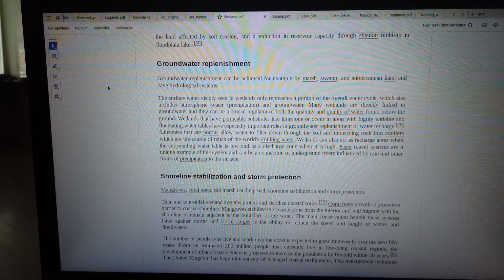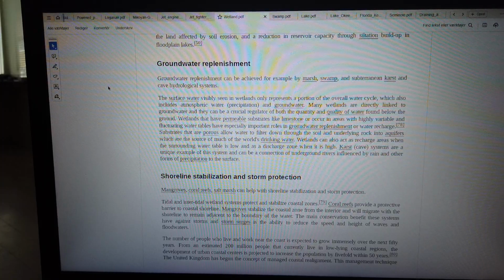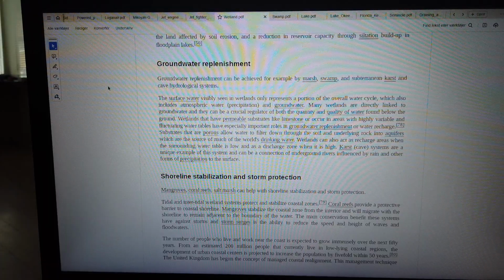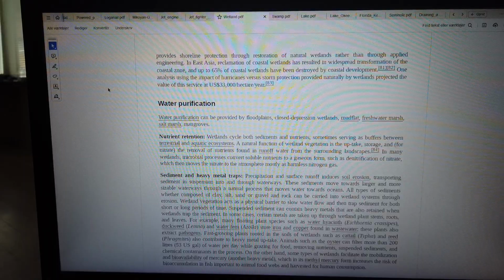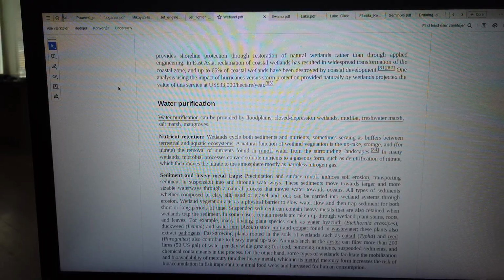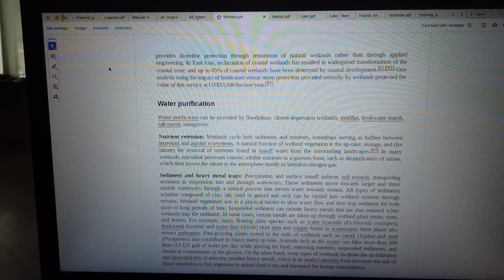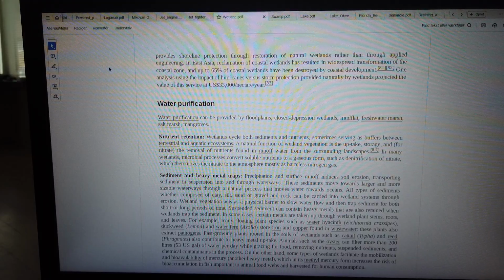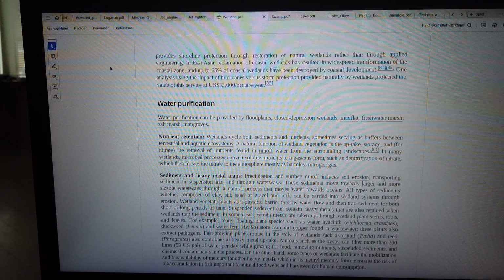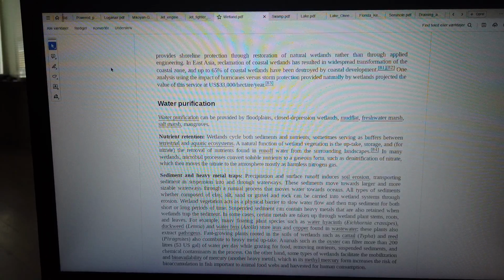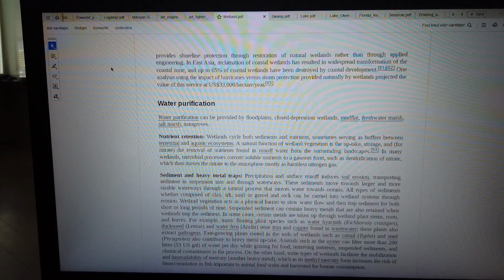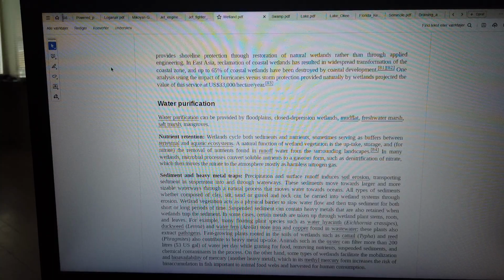The United Kingdom has begun the concept of managed coastal realignment. This management technique provides shoreline protection through restoration of natural wetlands rather than through applied engineering. In East Asia, reclamation of coastal wetlands has resulted in widespread transformation of the coastal zone, and up to 65% of coastal wetlands have been destroyed by coastal development.